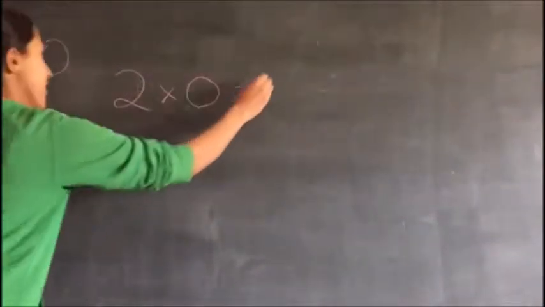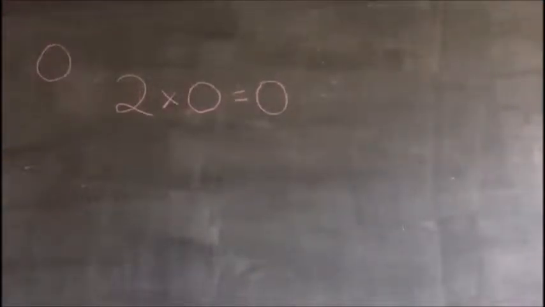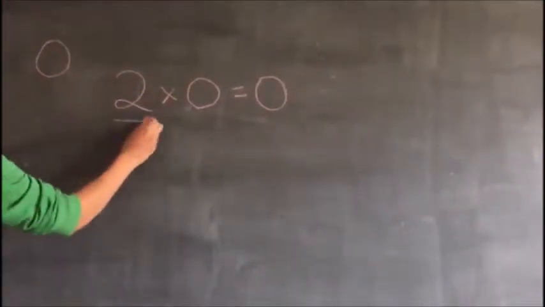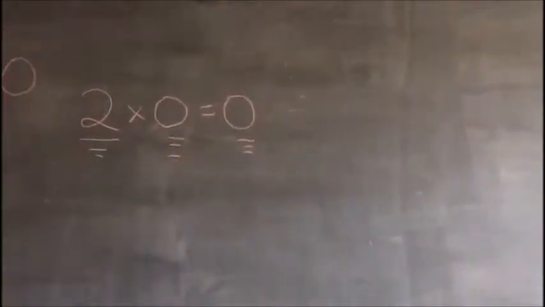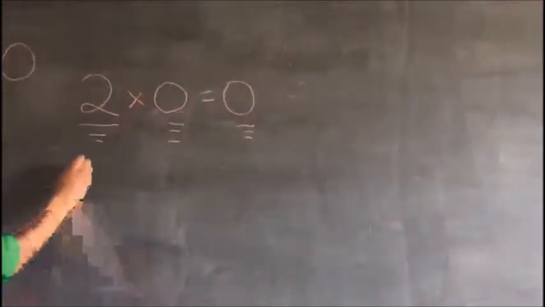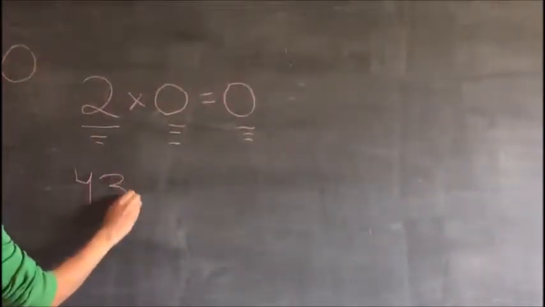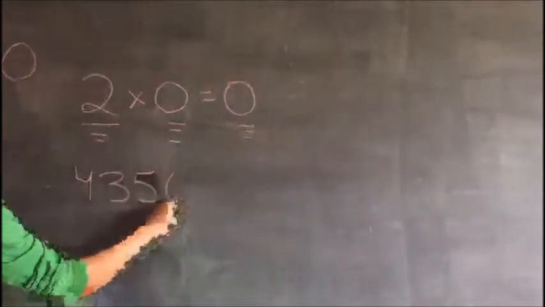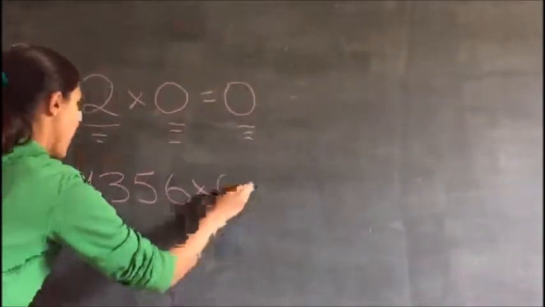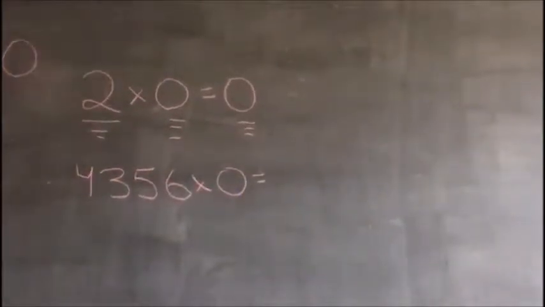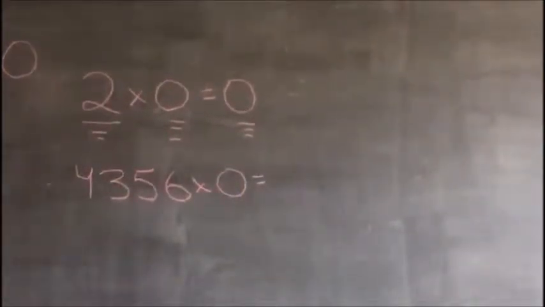The answer is not 2. In fact, the answer is 0. Why, you might ask? The rule actually is that anything, it might be any number, multiplied by 0 is always and always equal to 0. So, even if I have the world's largest number, or if I have this number, 4,356 times 0, guess what the answer is going to be? Yep, you guessed it, the answer will still be 0.